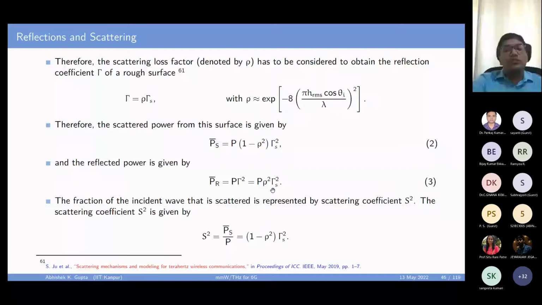And the fraction of the power which is scattered is denoted by s square. The scattering coefficient s square is given by the scattered power divided by the incident power. If you look at this equation here and divide Ps by P, you just get 1 minus rho square into gamma s square. So this depends on the smooth surface reflection coefficient and the scattering loss.